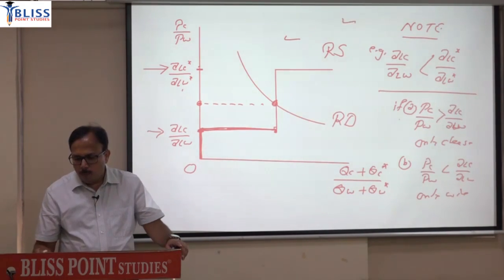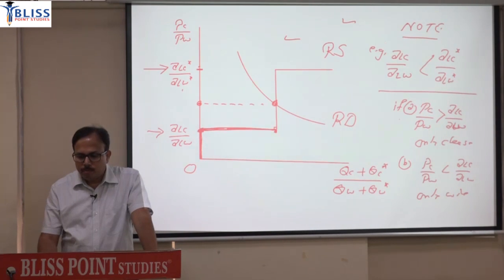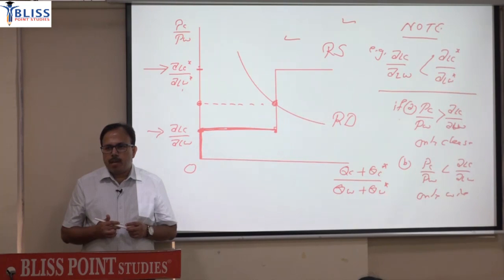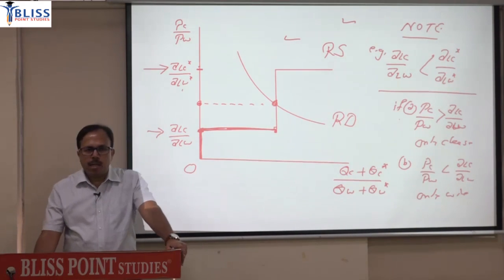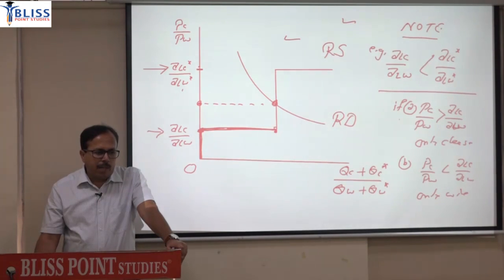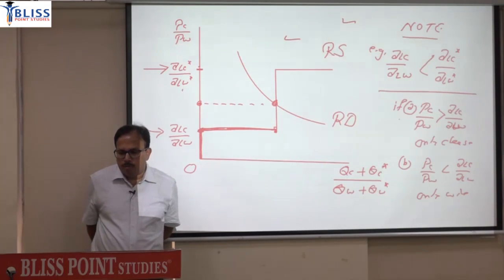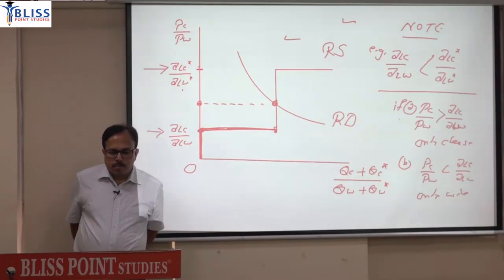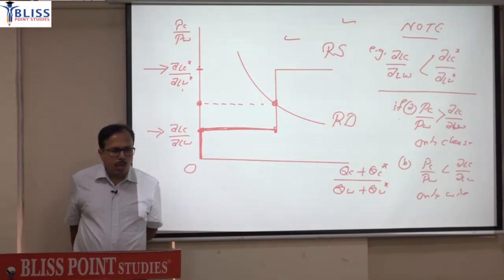As shown in above diagram, world equilibrium relative price get determined by equality of world relative supply and world relative demand.